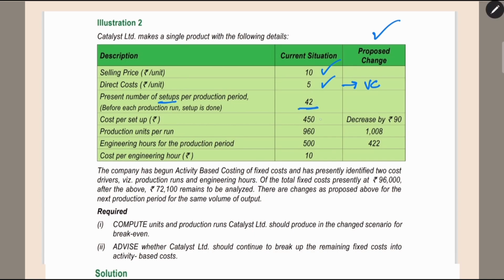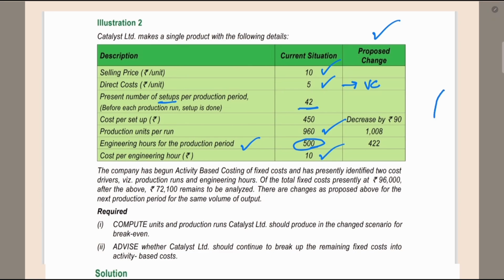The next information is cost per setup. For doing one setup, the cost will be 450 rupees. In one production run, how many units will be produced? 960 units will be produced. During the production period, there is something known as engineering hours. In this sum, there are 500 engineering hours. The cost per engineering hour is rupees 10. Now, this is the current situation.